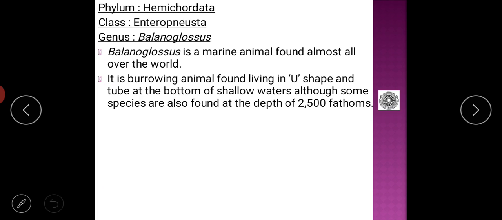Coming to the type study under this Hemichordata, that is about Balanoglossus. It belongs to phylum Hemichordata, class Enteropneusta, and genus Balanoglossus. Balanoglossus is a marine animal found almost all over the world. It is a burrowing animal found living in a U-shaped tube at the bottom of shallow waters, although some species are also found at the depth of 2500 fathoms. So that is about its habitat.